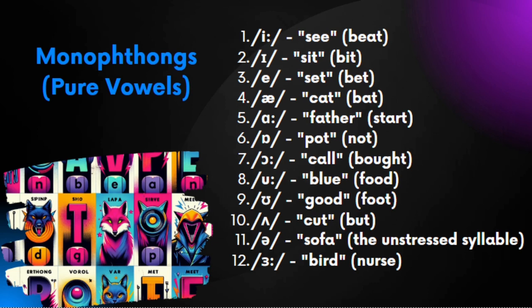11, the schwa sound, which we will get into in the future. The schwa, which is the unstressed syllable. Sofa. So the a at the end, that would be the schwa. Sofa. Number 12, as in bird or nurse, right? Now, these are monophthongs. They're one sound.